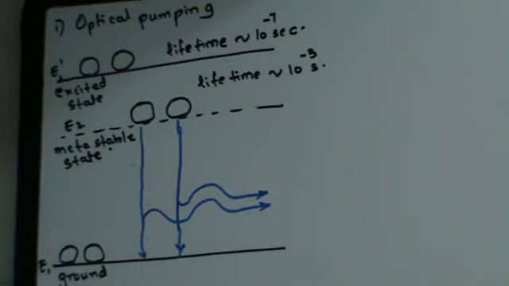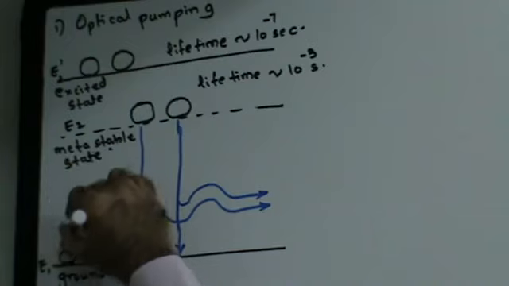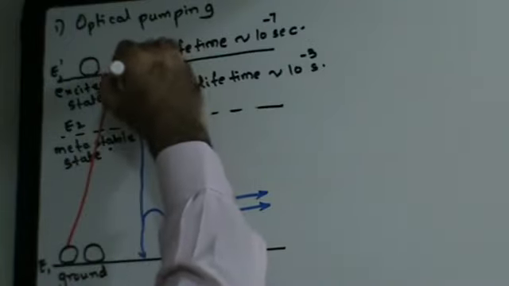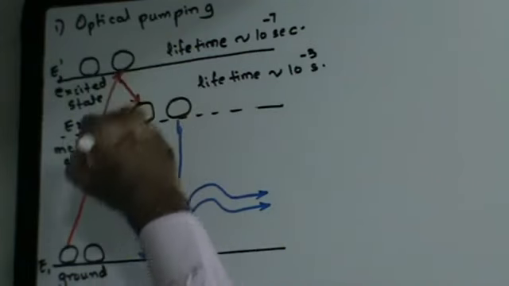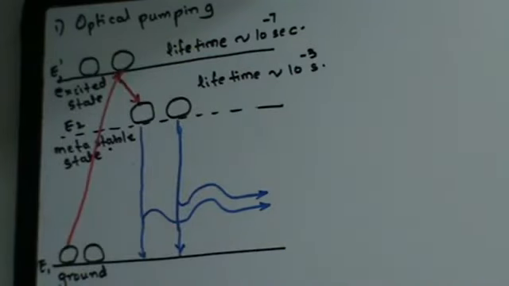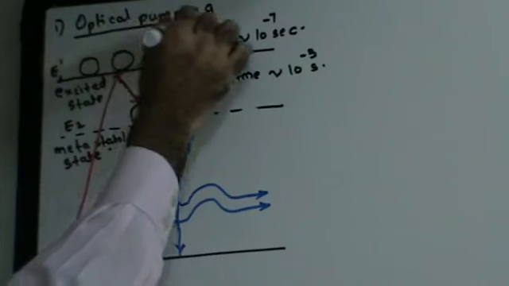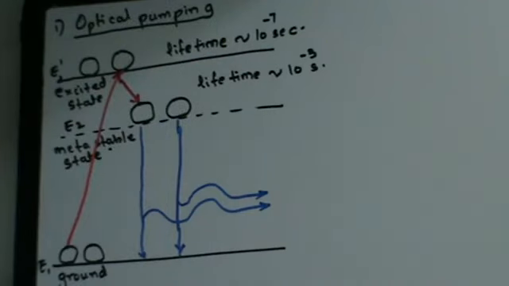This whole process is called optical pumping, wherein I take the atom from the ground state first to the excited state, from the excited state to the metastable state, and from the metastable state back to the ground state. Do we get this? Okay, let's write this down. This is how you would have a laser produced. This principle is called optical pumping.